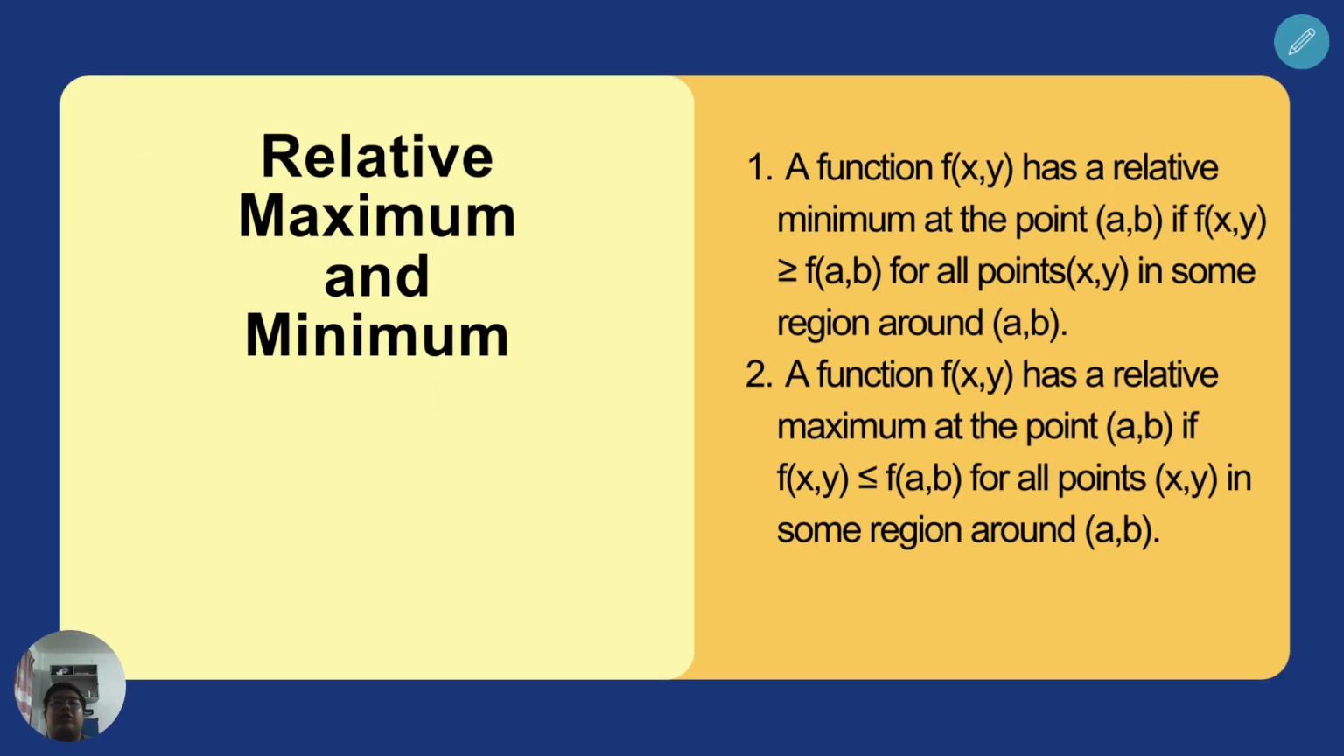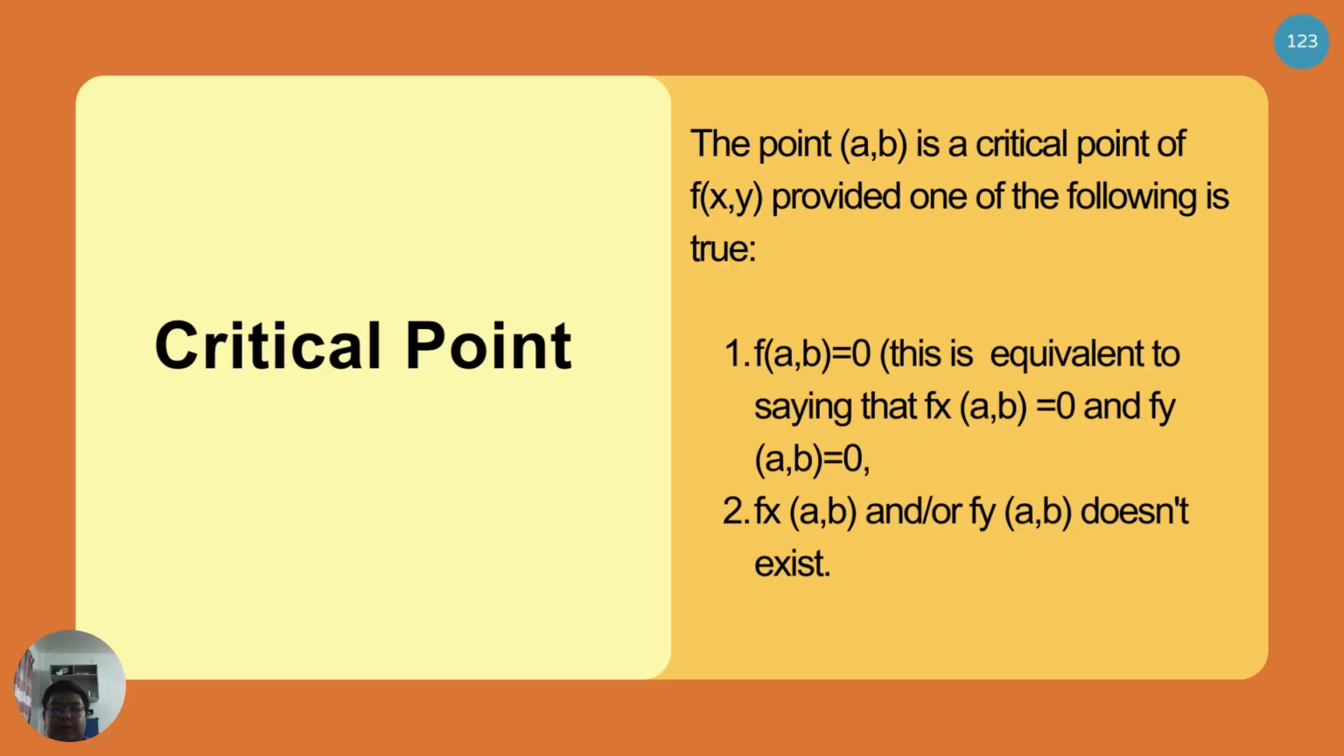Next, the relative minimum and maximum. First, a function f(x,y) has a relative minimum at the point (a,b) if f(x,y) is bigger than or equal to f(a,b) for all points (x,y) in some region around (a,b). Second, a function f(x,y) has a relative maximum at the point (a,b) if f(x,y) is smaller than or equal to f(a,b) for all points (x,y) in some region around (a,b).